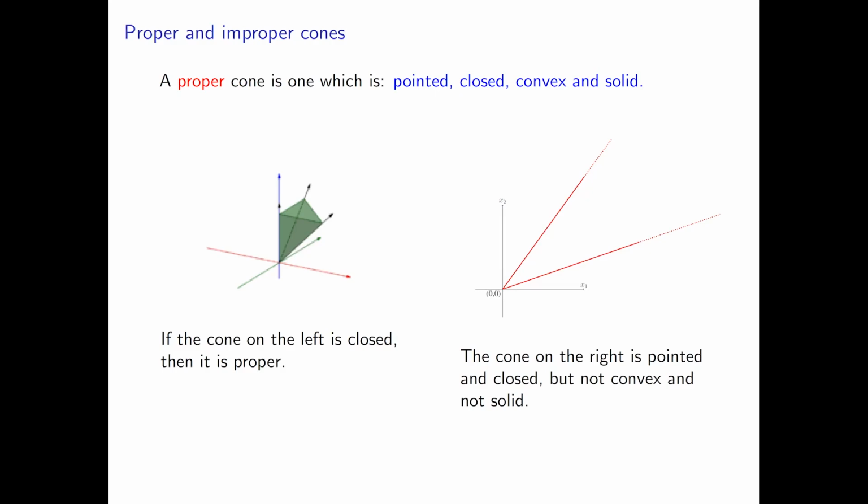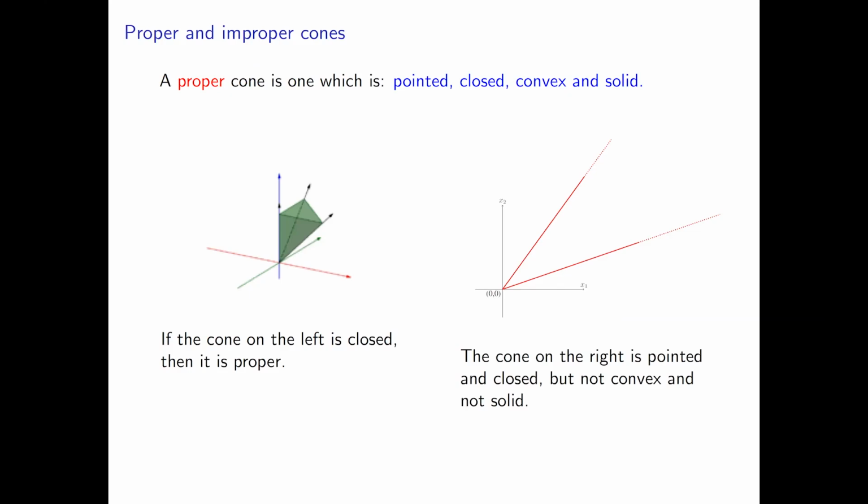A cone is clearly solid because it seems to have an interior, right? It's in three-dimensional space. The example on the right is pointed because it doesn't contain lines. It's also clearly a closed set. But it's not convex, as you can see from the figure, and it doesn't seem to have an interior in two-dimensional space, so it's not solid. Just to give you an idea what these definitions are. You'll have the slides, you can look at them more carefully later on.